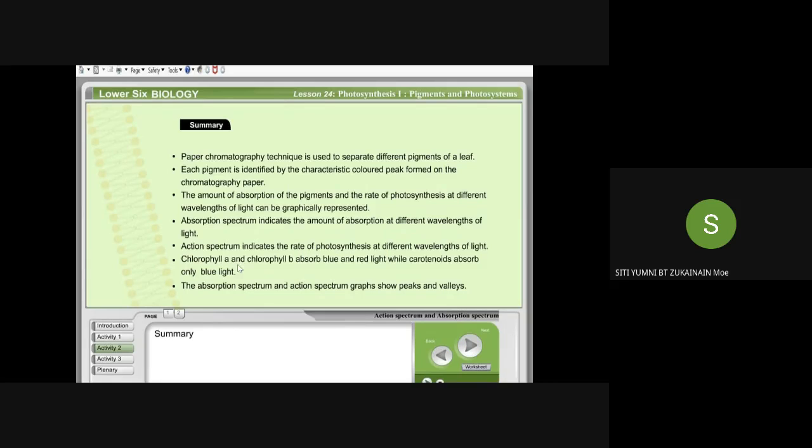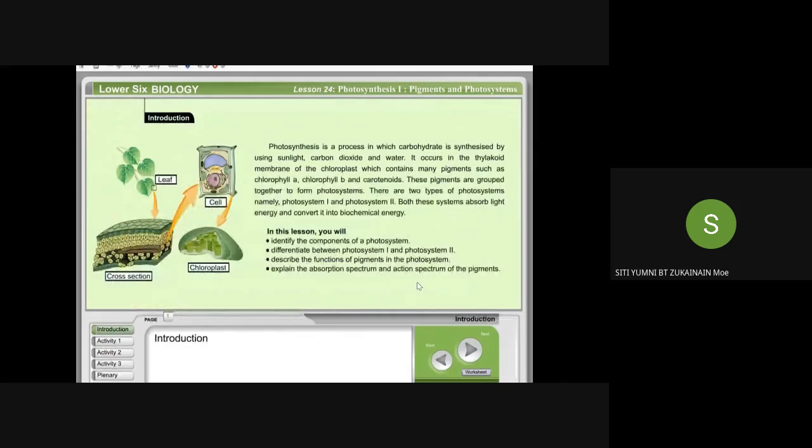So chlorophyll A and B absorb blue and red light, while carotenoids absorb only blue light. The absorption spectrum and action spectrum graphs show peaks and valleys. If you have caught all the points there, in the next lesson we will learn about photosynthesis.